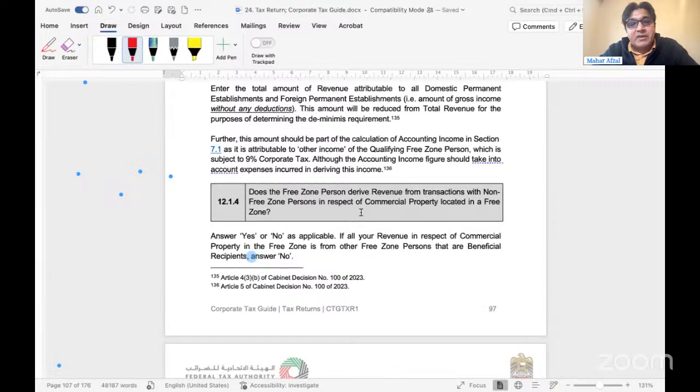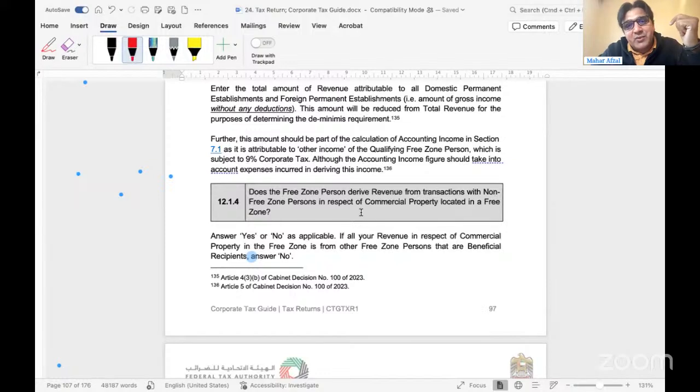Why are they asking in respect of commercial property? As I mentioned earlier, if this is a commercial property, one stream from the commercial property is the qualifying income, and all the rest of the income from the commercial property or immovable property is straightforward, subject to tax at 9%. So they are asking the question because the FTA system wants to establish by itself whether this income is a qualified income or not.